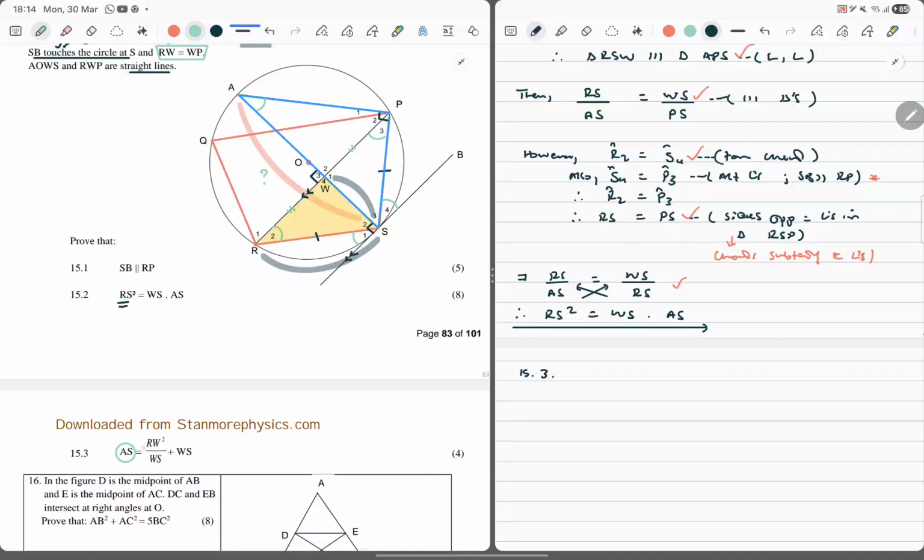is equal to RW squared. So this features this side, and then WS still there, and WS. Okay, that looks scary, but we're going to think about it constructively.